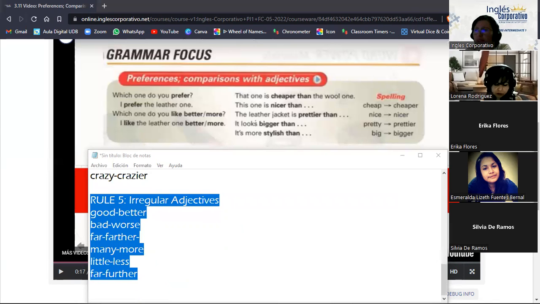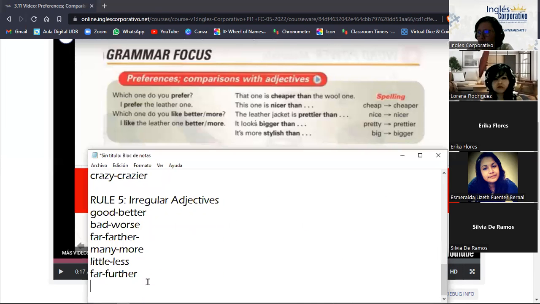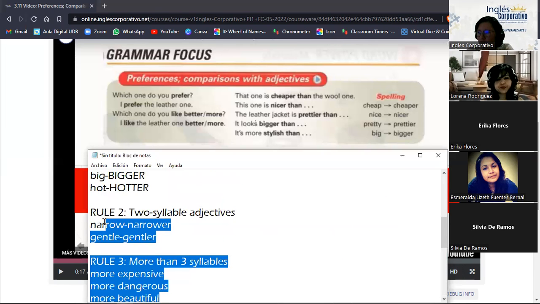Very good. Entonces, let's go ahead and have some examples. And just in case, if you want to have an idea, whenever you need that information handy, I will share with you that information through WhatsApp. I mean, un cuadrito en el que ustedes puedan ver las reglas para que lo tengan ahí también a la mano. So, let's go ahead and take some examples from here.